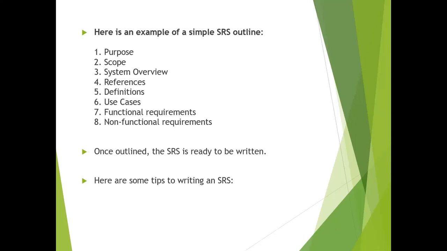Here is an example of a simple SRS outline. First, purpose. Second, scope. Third, system overview. Four, references. Fifth, definitions. Six, use cases. Seven, functional requirements. And eight, non-functional requirements. Once outlined, the SRS is ready to be written.